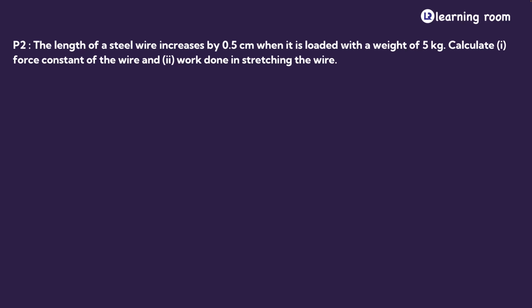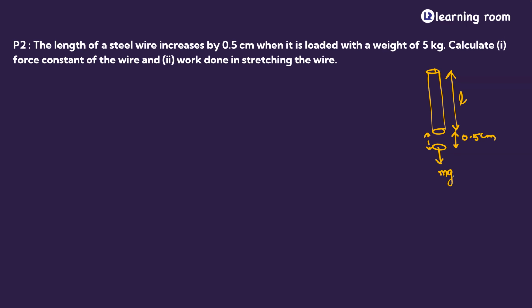So this one. There is a steel wire, which has its original length L. When you suspended a load of 5 kilogram, it got elongated by how much distance? It got elongated by 0.5 centimeter, so 0.5 into 10 power minus 2 meter.